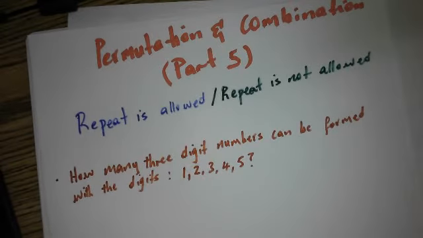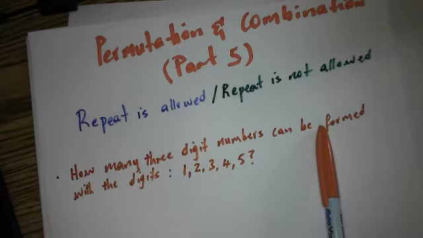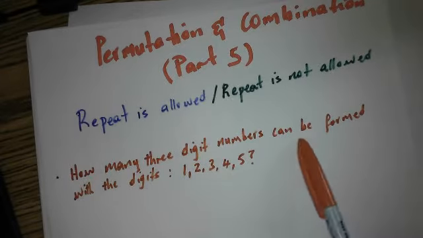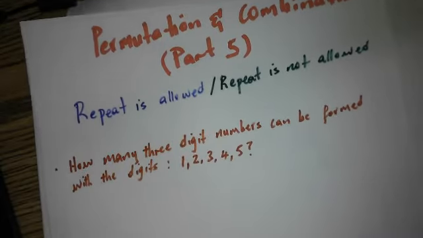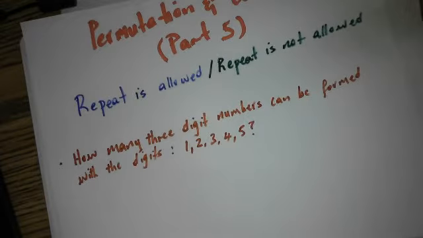Example 1 says, how many 3-digit numbers can be formed with the digits 1, 2, 3, 4, and 5? Now, the question did not say repetition is allowed, and it did not say repetition is not allowed. So whenever a question is given in this form and it did not say repetition is not allowed, then you will assume that repetition is allowed.